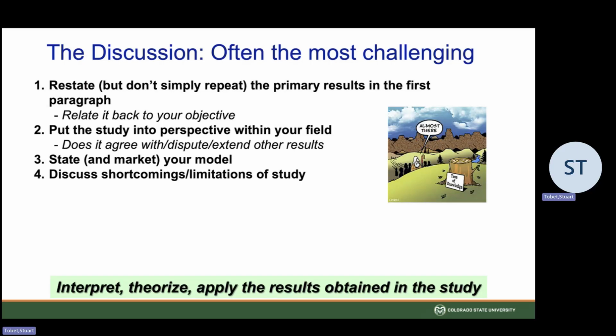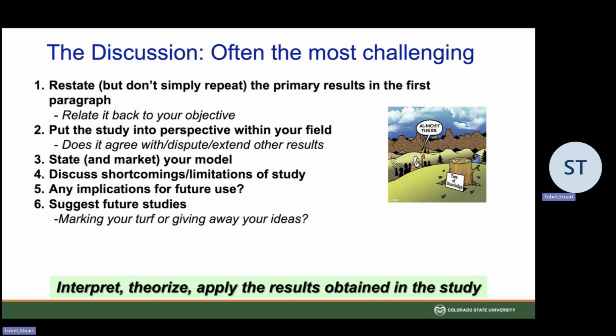Discuss the shortcomings. In fact, some journals nowadays require that you have a paragraph in your discussion that simply says limitations. So think about where you might be short in what you've done and where you actually need to call for people to do another study or yourself to do another study. Think about whether or not there are implications that might be used in the future. And you can suggest future studies.